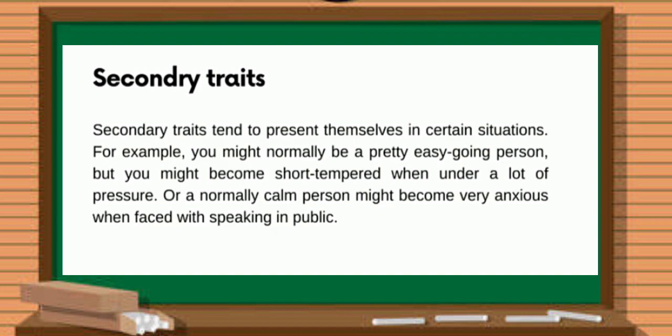Next, we have secondary traits. Secondary traits tend to present themselves in certain situations. For example, you might normally be a pretty easygoing person, but you might become short-tempered when under a lot of pressure. Or a normally calm person might become very anxious when faced with speaking in public.